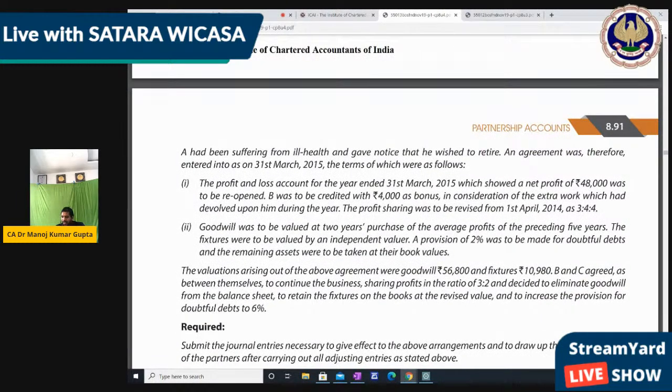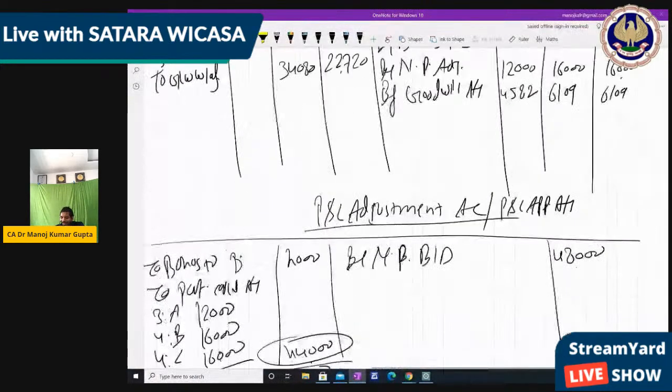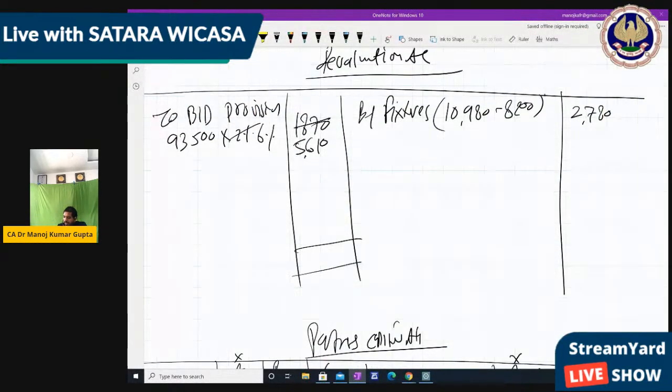Submit the journal entry necessary to give the effect of the above arrangement, draw up the capital accounts of partners, and prepare the balance sheet. It is from our side, right? They had not asked for the balance sheet, but we had made the balance sheet. Okay. So first, close this valuation account.